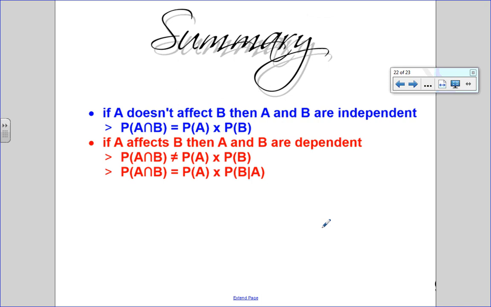Okay, so to summarize, if A doesn't affect B, then A and B are independent, and you can multiply the individual probabilities together. If A affects B, then A and B are dependent, which means the probabilities aren't simply multiplied together. It's the probability of A times the probability of B if A happened first.